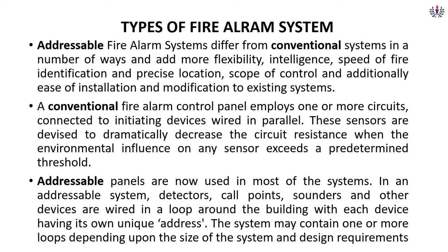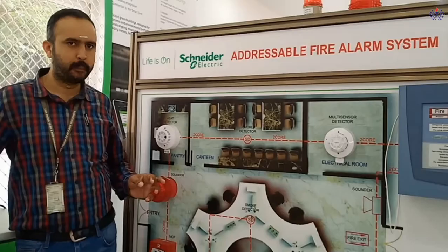In an addressable fire alarm panel, the address of the detector, sensor, call points, or sounder is provided, and they are formed in a loop. So each device has a unique address. The system may contain one or more loops depending upon the size of the system requirement. So this is the basic difference between the conventional fire alarm system and the addressable fire alarm system. So we will see the introduction part.